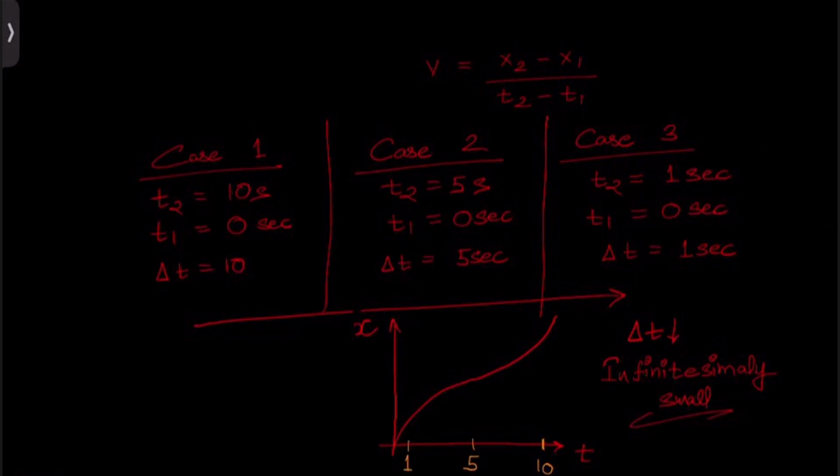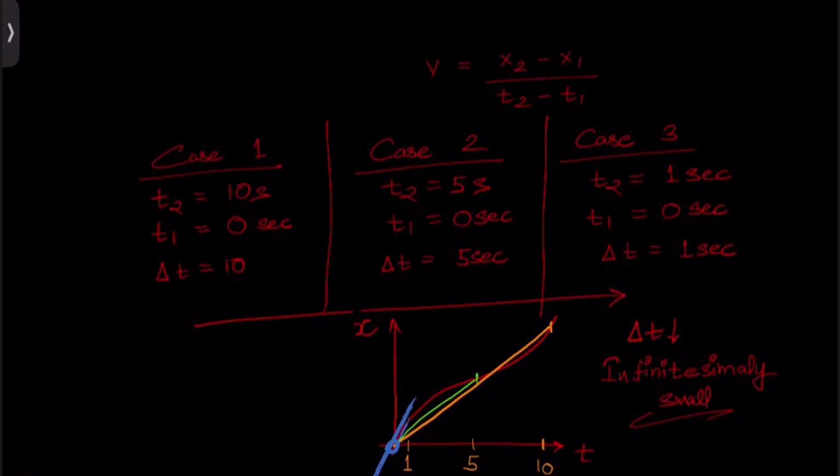As you can see, if I try to make a slope for this value, it will be somewhat like this. If I try to make a slope for the 5 second value, it will be somewhat like this. For the 1 second value, it would be somewhat like this. Now, as I decrease, you can see the slope is trying to align with the position of the actual value, which is what we define as instantaneous velocity. To find the instantaneous velocity, we decrease delta t so much, which in mathematical terms is called infinitesimally small, so that we can find the slope at this location.